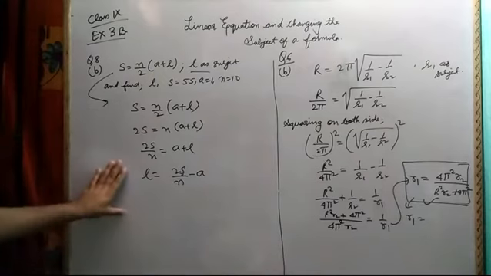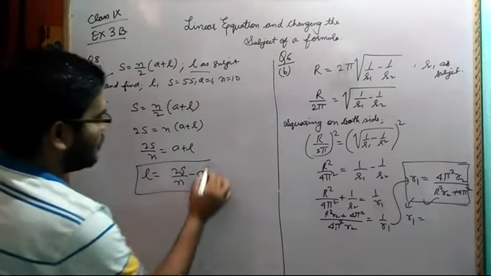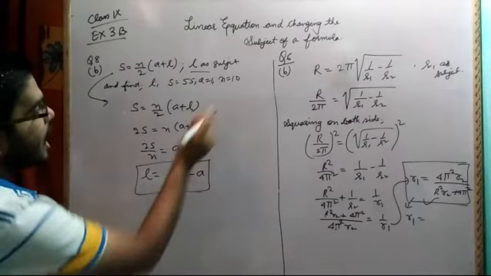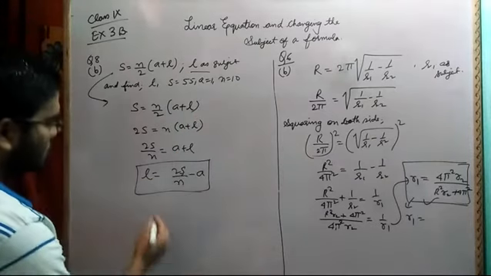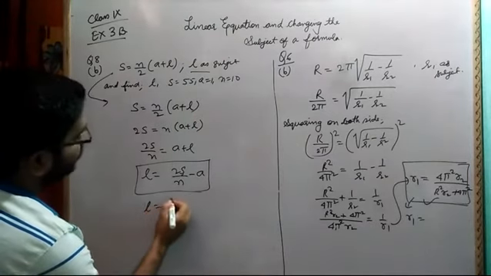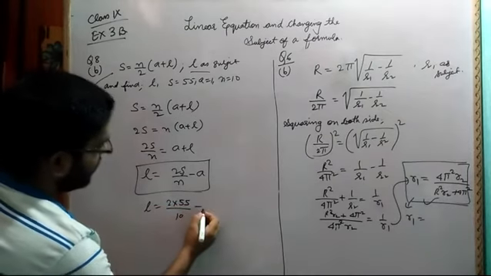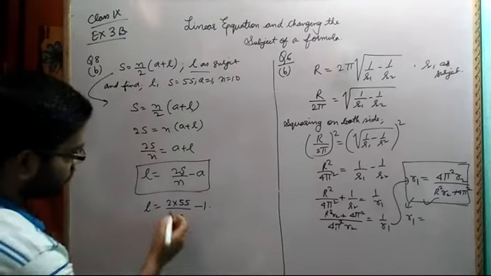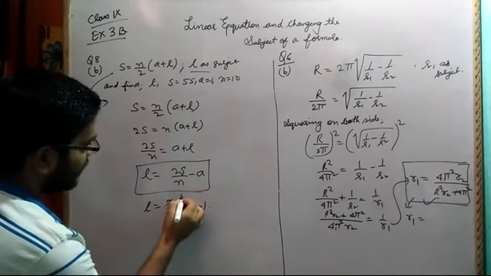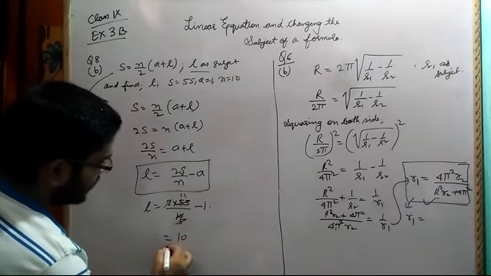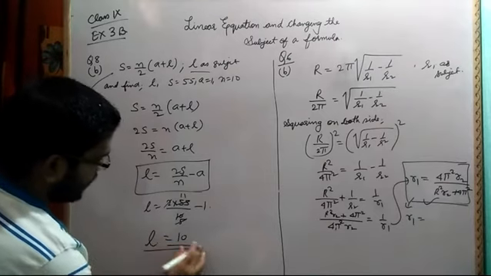Correct? This is my subject. I framed the equation with L as the subject. Now I have to find the values. So L will be equal to, what is my S? S is equal to 55, N is equal to 10, and A is equal to 1. So 2 fives are 10, 5 elevens are 55, so 2S upon N is 11, minus 1 is 10. So L is equal to 10.